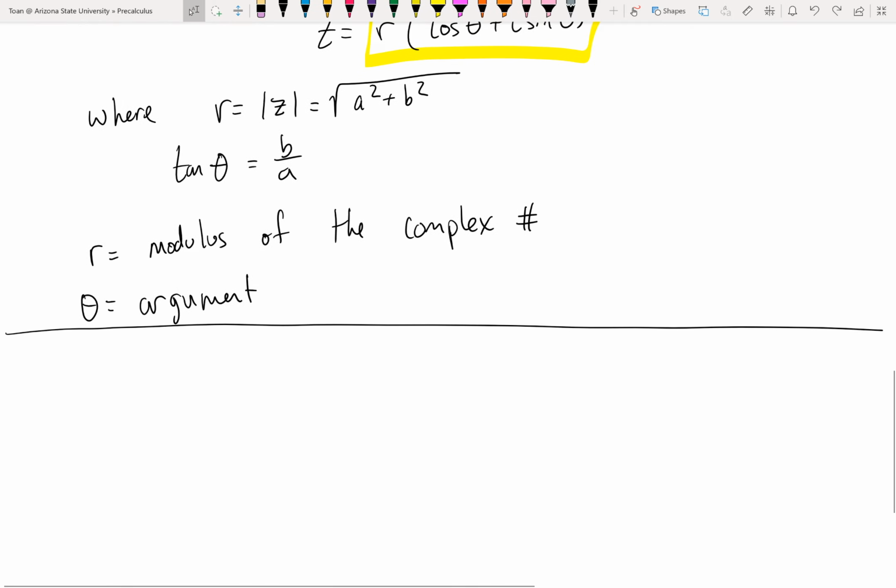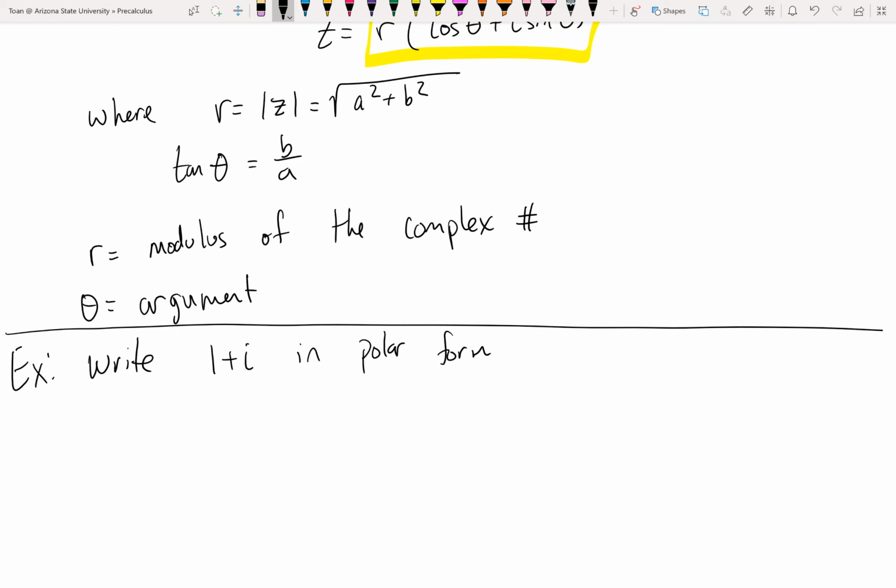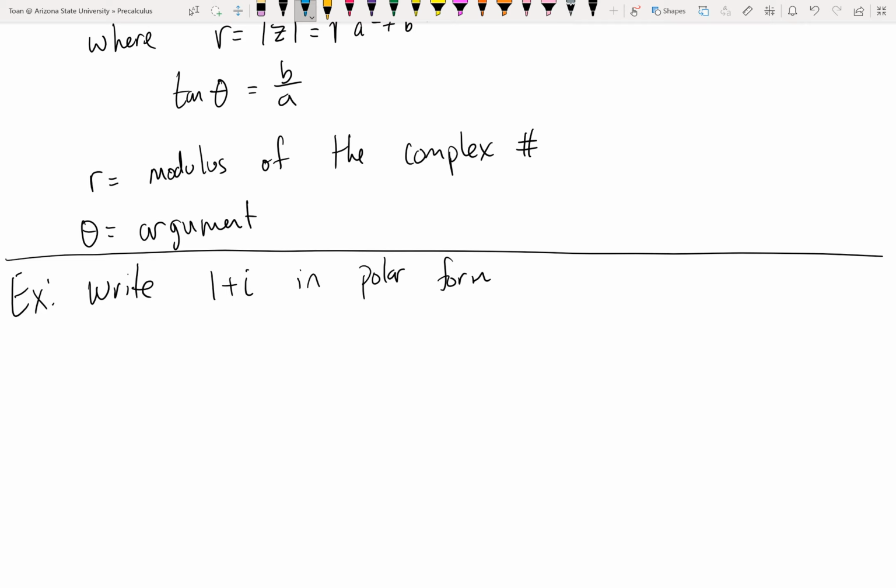So to convert it, we're not doing anything new. It's just what you did in 8.1 when you converted rectangular coordinates. The only difference is we're not converting an arbitrary location in space. We're converting a complex number. So if I asked you to write 1 plus i in polar form, recall that polar form is r cosine theta plus i sine theta.